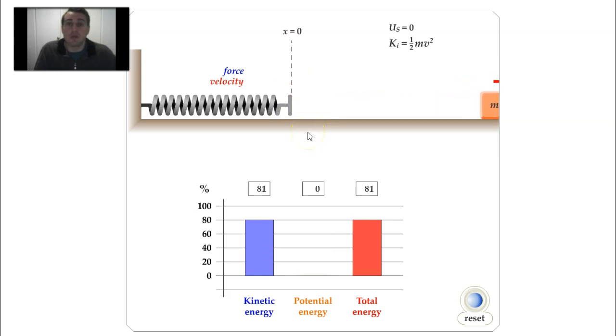And indeed, that is what we observe. So, greater compression of a spring, greater elastic potential energy buildup, greater work done by that spring to release the mass, and thus also greater kinetic energy that results.